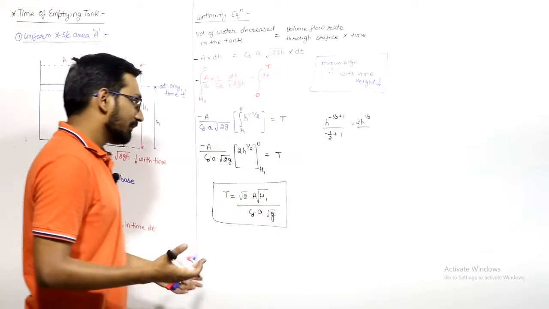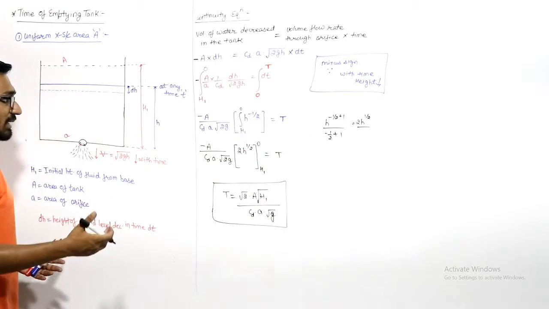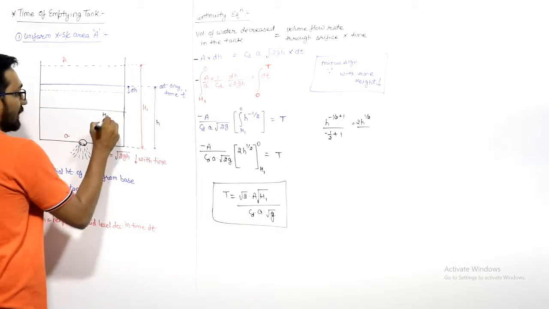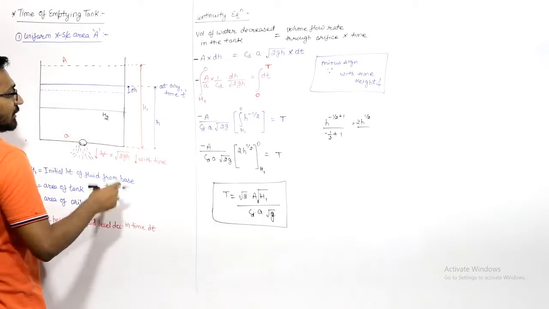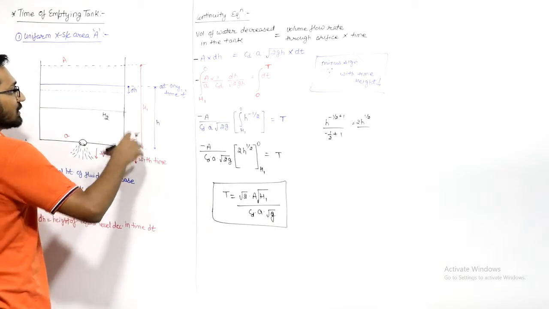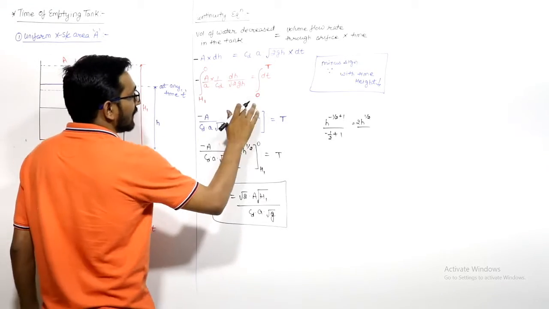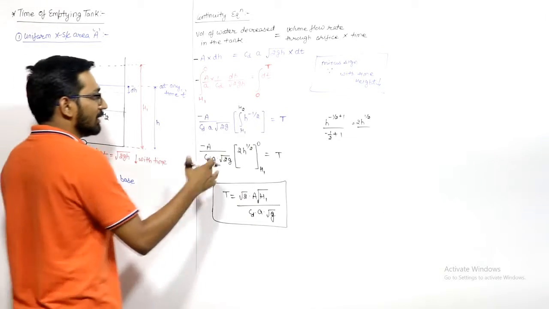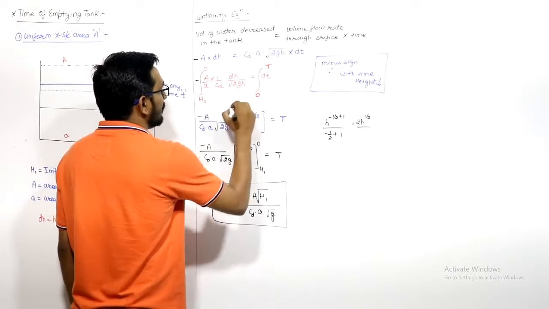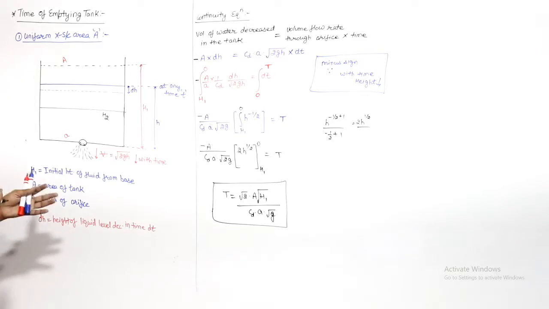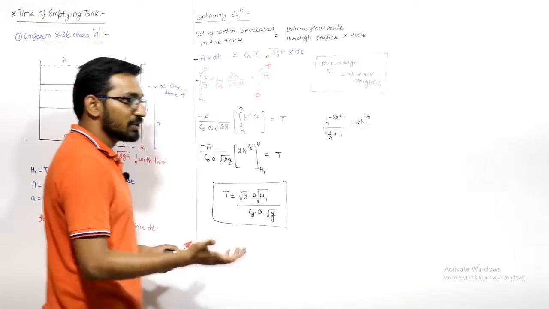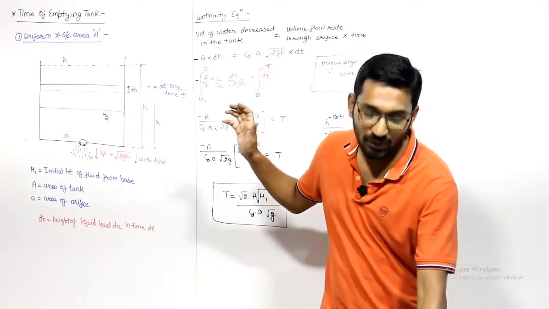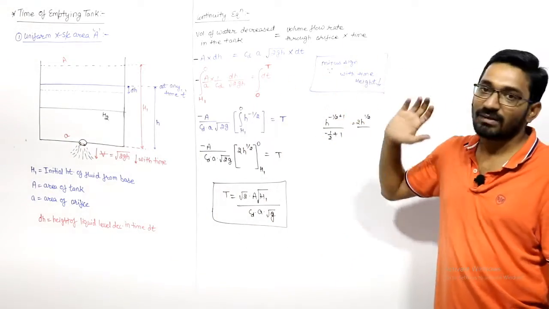And if they ask what is the time required to come to some height h2, what is the time in which this level will come from h1 to h2, then you have to take the limits h1 to h2. Then you can do the integration. There is no big thing here. But I want h1 to 0, so I take the limit 0. If you want h1 to h2, you can do it like that only. So this is how you can do the problem for uniform cross-sectional area when you want to empty this tank.